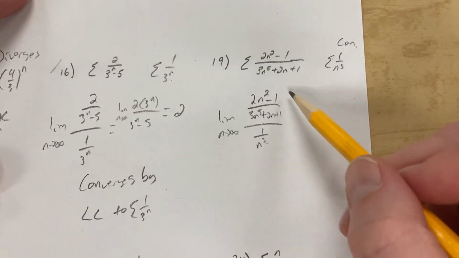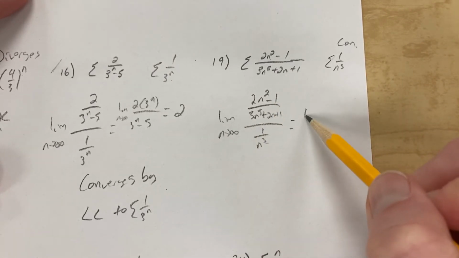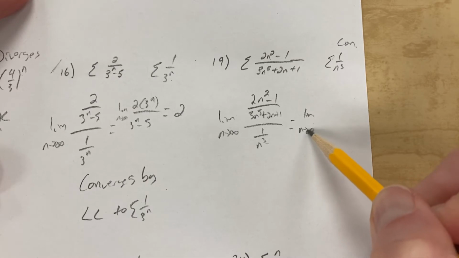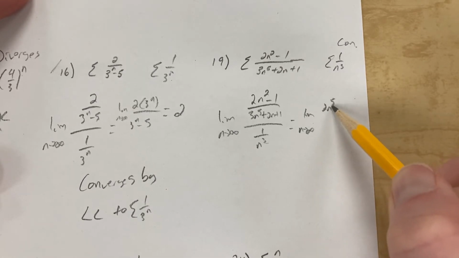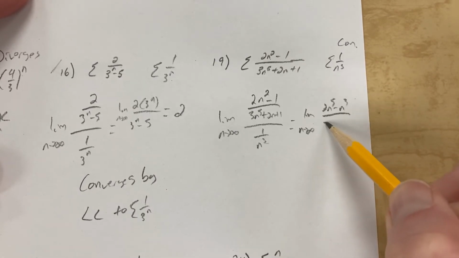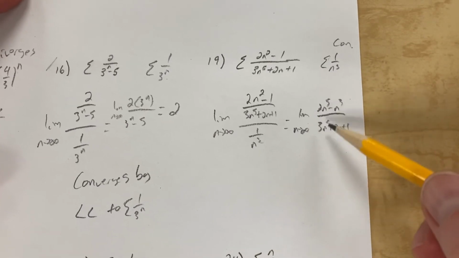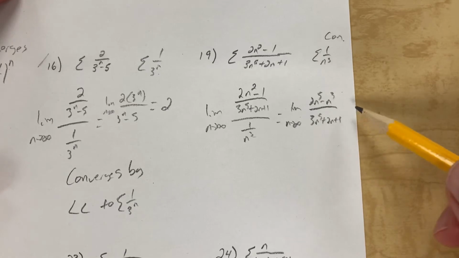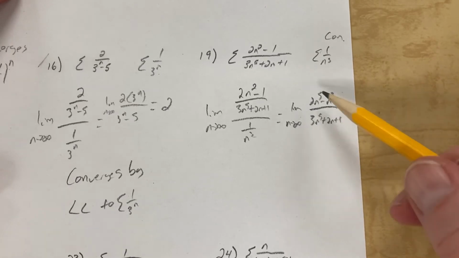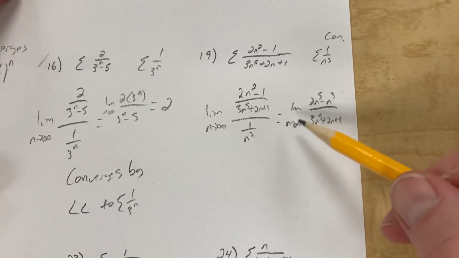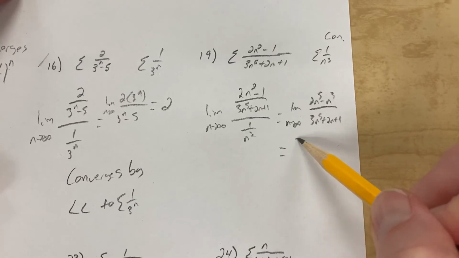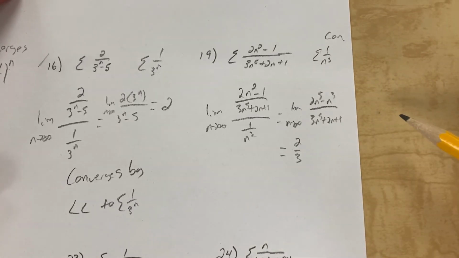So if I flip that over and multiply, this gives me the limit as n goes to infinity of 2n to the fifth minus n cubed over 3n to the fifth plus 2n plus 1. So those n to the fifths are the principal pieces. All this rest of the stuff doesn't matter. And since they're the same degree, this is going to go to a limit of 2/3.